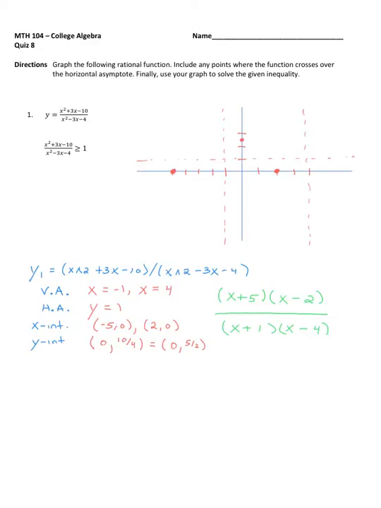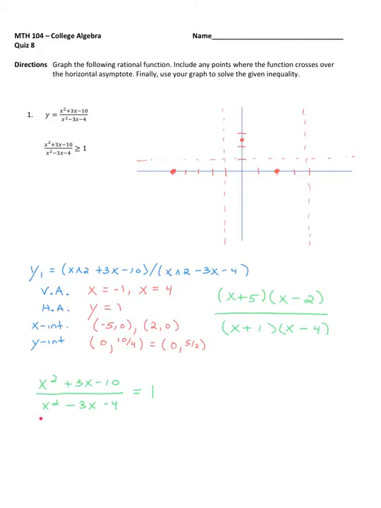The last thing to address before we actually sketch this function is, does the rational function cross over the horizontal asymptote? And what I'm really asking is, does x squared plus 3x minus 10 divided by x squared minus 3x minus 4 ever equal 1? And I can see it does. Like in my picture, the graph comes down, and so it's going over the horizontal asymptote somewhere around here. This equation will find that value for me.